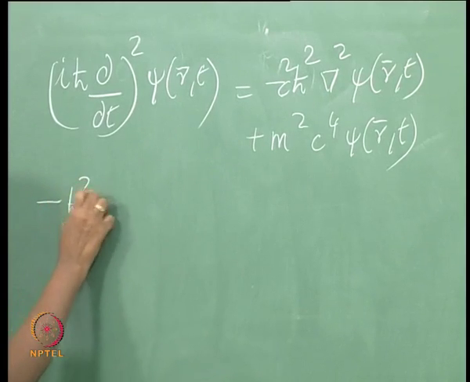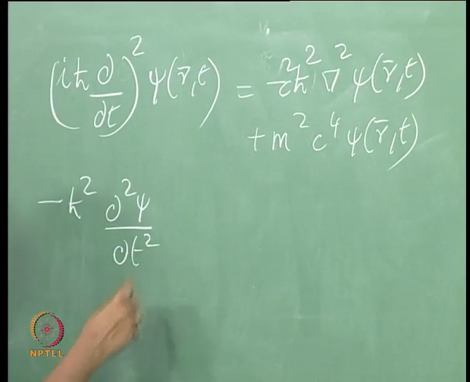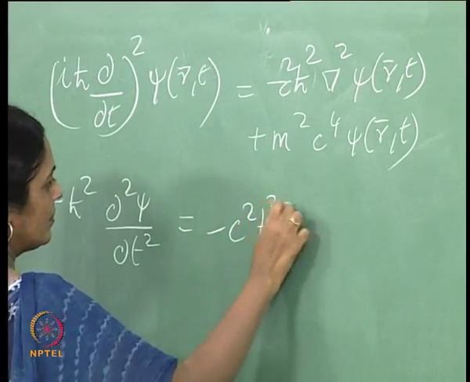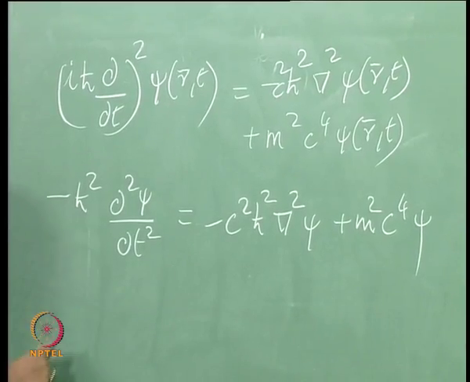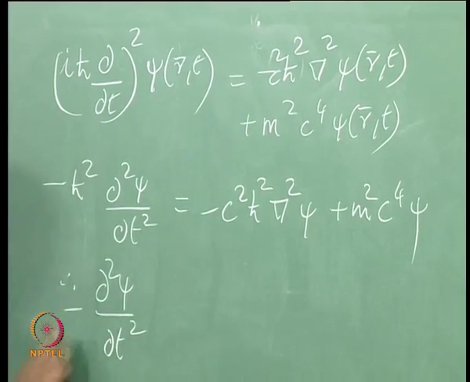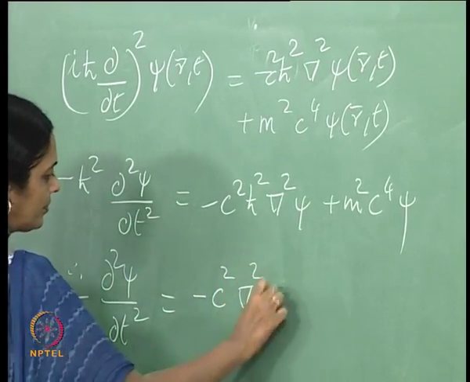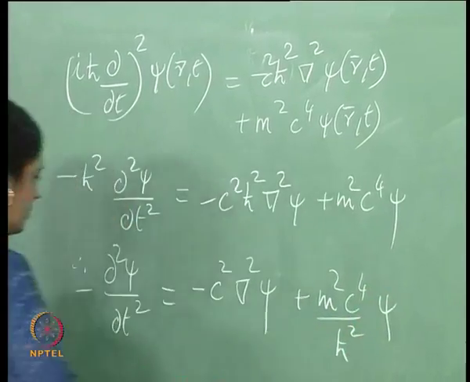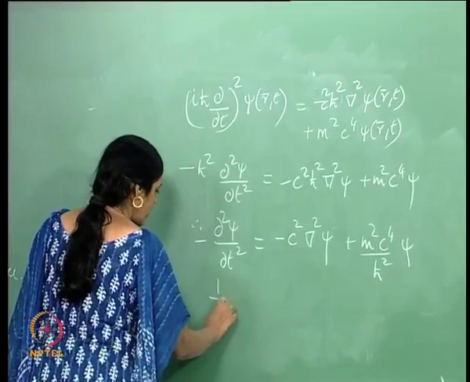So that gives me minus h cross squared ∂²ψ/∂t², that is E²ψ, is equal to p²c² plus m²c⁴ ψ. Therefore, I have ∂²ψ/∂t² minus... I divide by h cross squared. Well, I can certainly divide by c squared now, or a minus c squared if you wish.